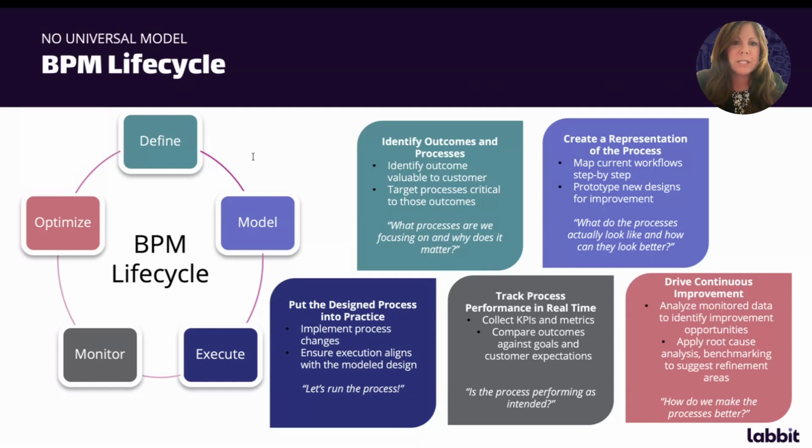This model consists of 5 core phases: define, model, execute, monitor, and optimize. It's also important to note that because this is an iterative cycle, there is a lot of overlap between the phases. So to better classify each phase of the life cycle, we'll focus on the primary goal that each phase has, the activities that occur during that phase, and a key question or statement that best summarizes the phase.